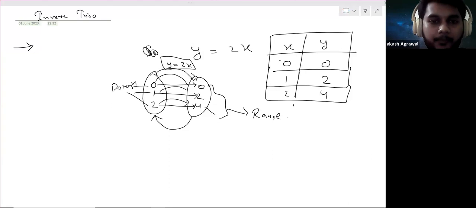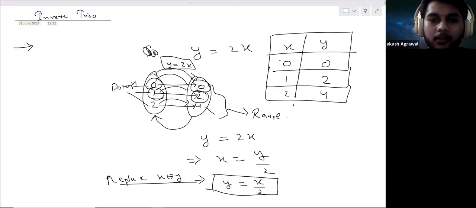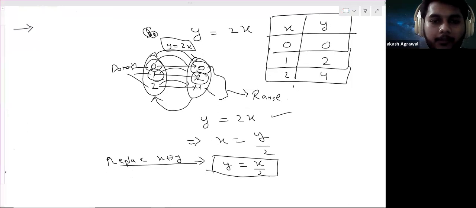The reverse path. What function should I choose so that I get 0 as the output when I input 0, and 1 as the output when I input 2? This is clear? So what we do, very simply, we write x is equal to y, then we replace x with y. So y equals x by 2. This is the inverse function of this function.